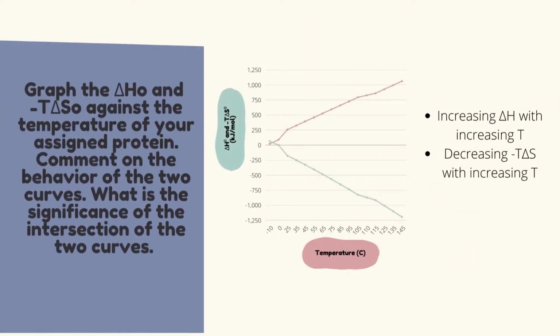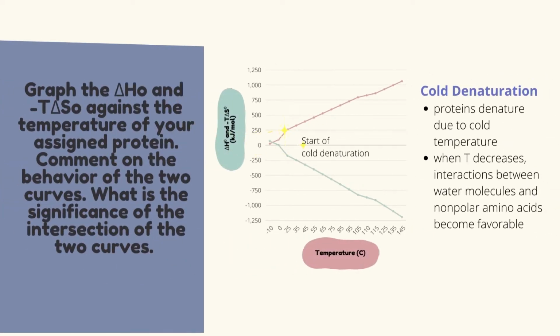By graphing the delta H naught and the negative T delta S naught against the temperature of the hen lysozyme, we can see from the graph that the delta H naught increases with increasing temperature, while the negative T delta S naught decreases with increasing temperature. As for the intersection of the curves, this is the temperature where delta H naught is equal to negative T delta S naught. At this point, cold denaturation starts to occur.